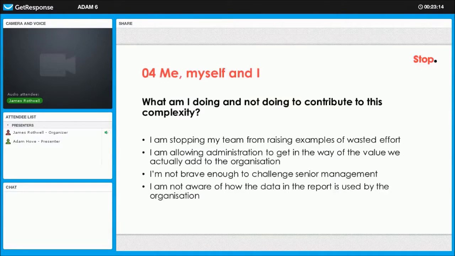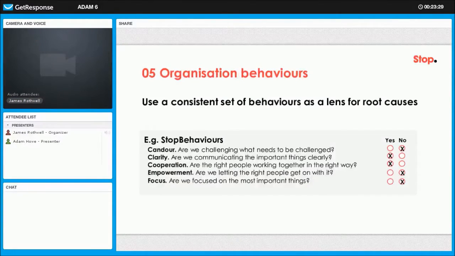It also means that when we come to the solution implementation, we'll be clear on how important changing behaviors is, not just in ourselves, but in other people in the organization as well. So following on from that strand, as well as ourselves, we want to look at behaviors in a broader sense. We want to look at behaviors right across the organization. We can start to see what the prevailing culture is that's creating everyday complexity.